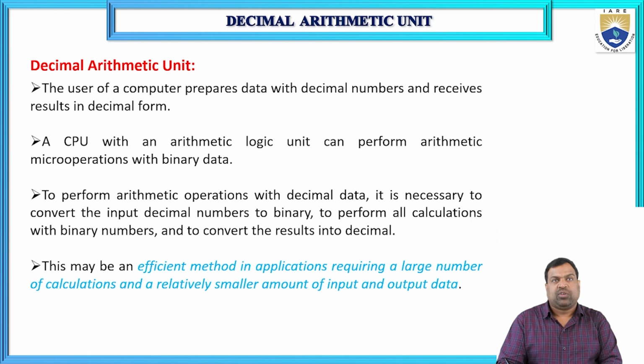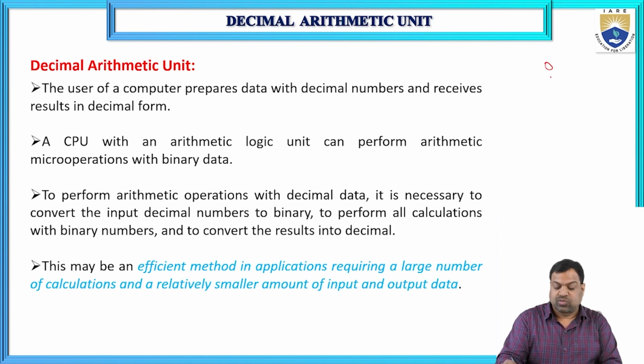So, decimal arithmetic unit. The user of a computer prepares data with decimal numbers and receives results in decimal form. A CPU with an arithmetic logic unit can perform arithmetic microoperations with binary data. To perform arithmetic operations with decimal data, it is necessary to convert the input decimal numbers to binary, to perform all calculations with binary numbers, and to convert the results into decimal. This may be an efficient method in applications requiring a larger number of calculations and a relatively smaller amount of input and output data. So, what is the decimal arithmetic unit?